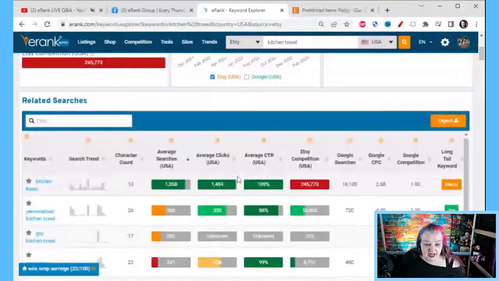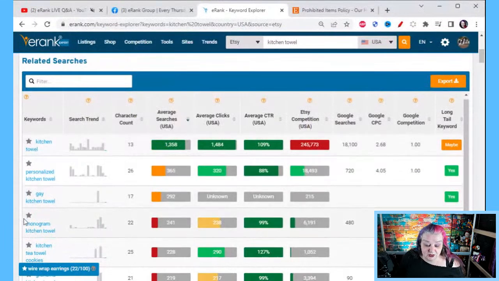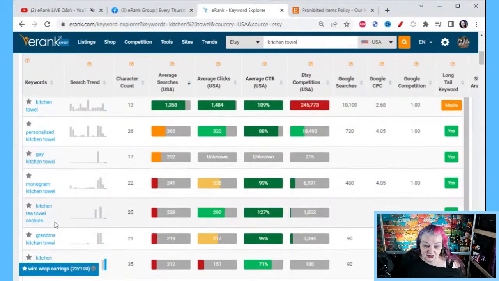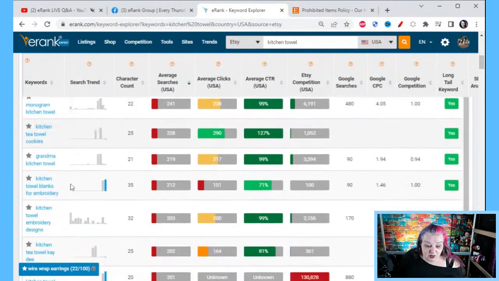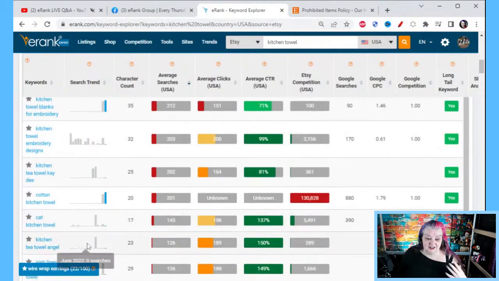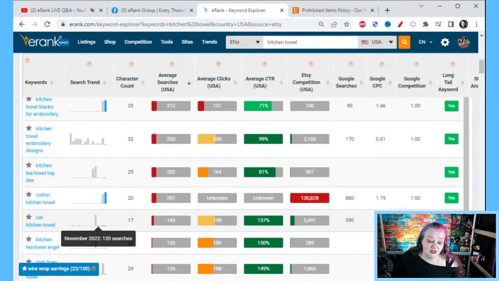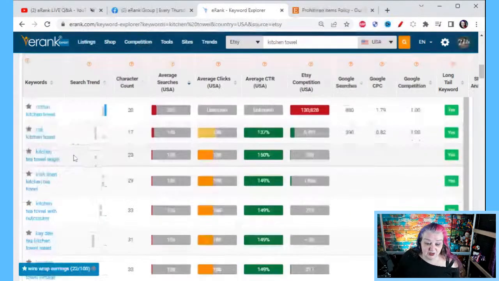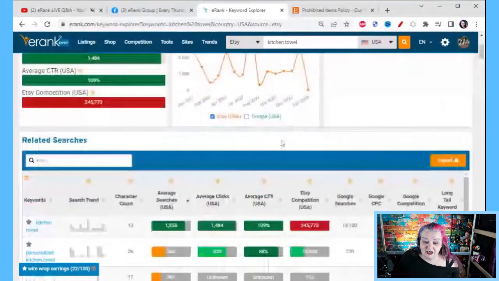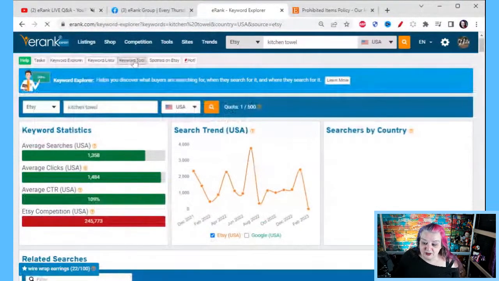And then you can look at the related searches. What are people looking for? It gives you an idea. So monogrammed over the Christmas time was popular. So you can look at the trends or you can look at the keyword explorer. I do actually prefer the keyword tool.